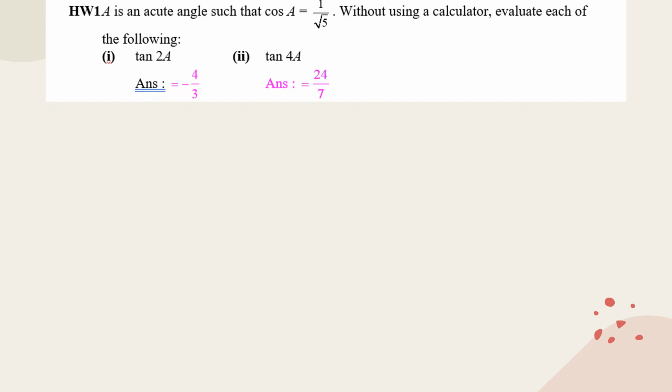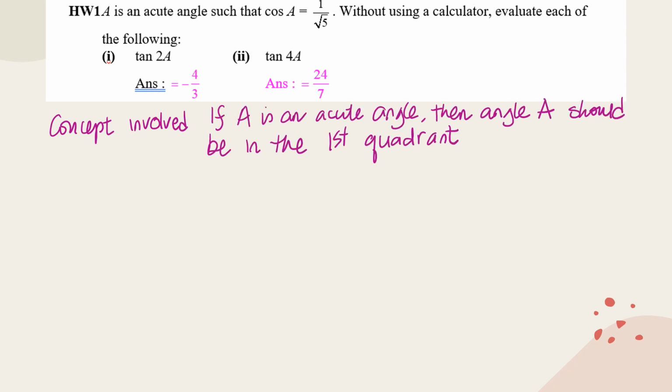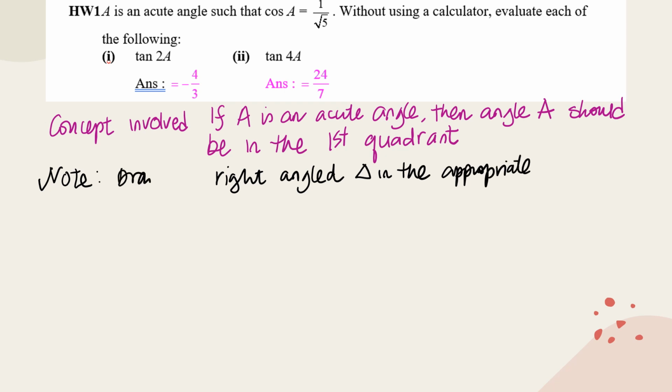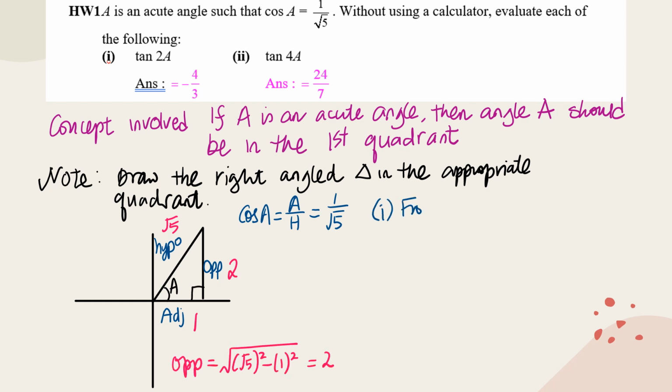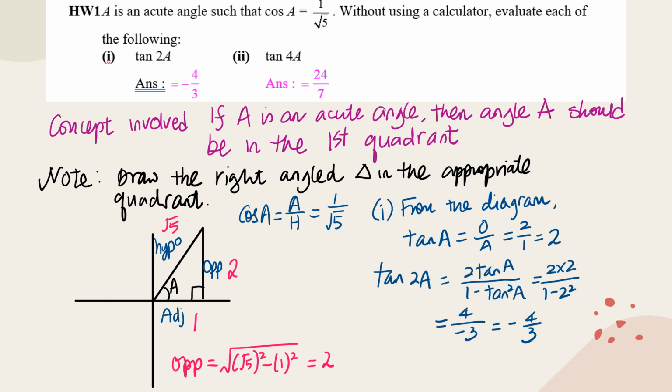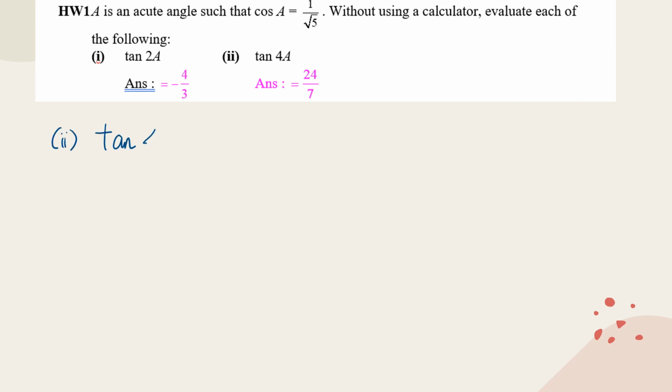All right, so this homework question shouldn't be too difficult. The steps involved are, again, A is an acute angle, so it should come from the first quadrant. Then you draw the right angle triangle in the first quadrant, label the angle, label all 3 sides, and use Pythagoras theorem to find the unknown side. The next thing is to write down the double angle formula for tangent 2a, and then from there, you can solve for part 2, which is tangent 4a.